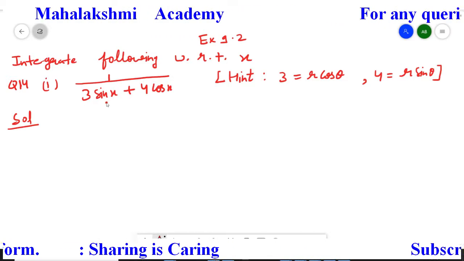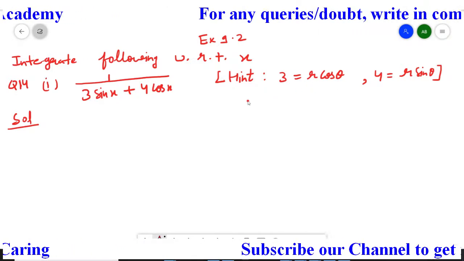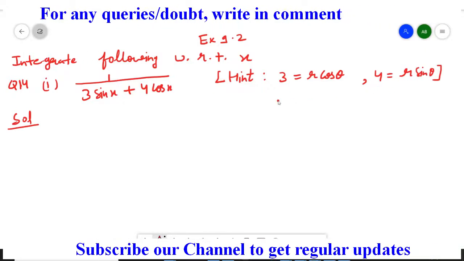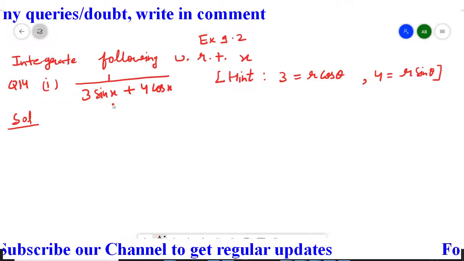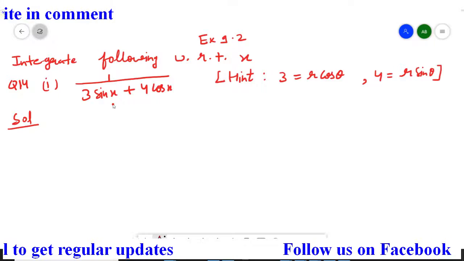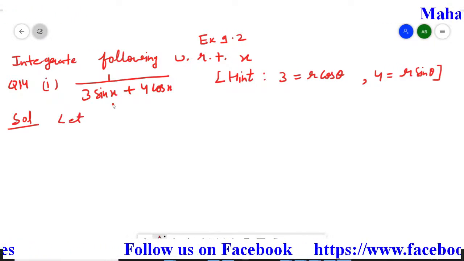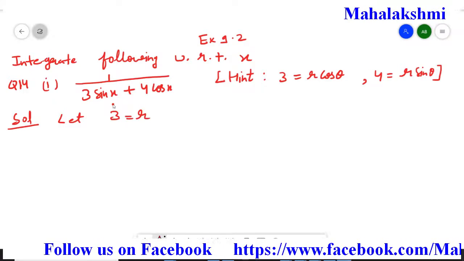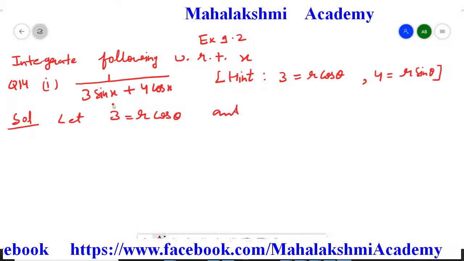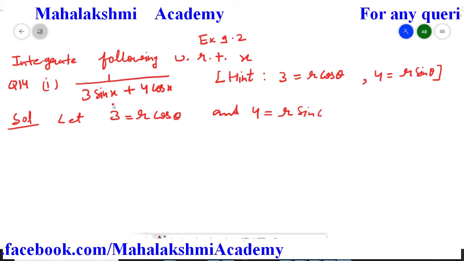Because 3 is with sine, you have to take cos here. So 3 is r cos theta, and 4 is with cos, so you have to take r sin theta. Means alternate should come. So we'll start by the assumption. We'll write here: let 3 is equal to r cos theta and 4 is equal to r sin theta.